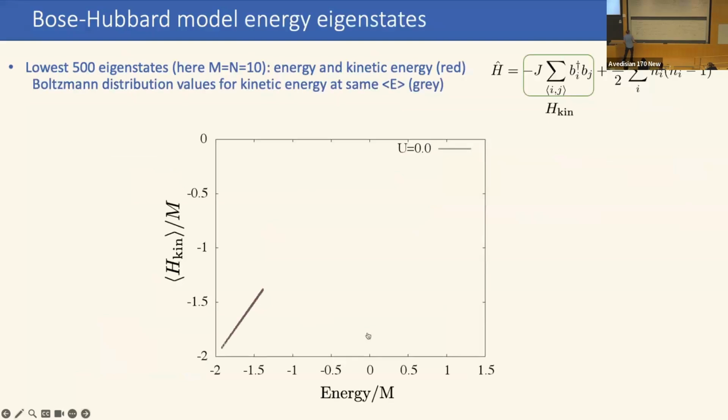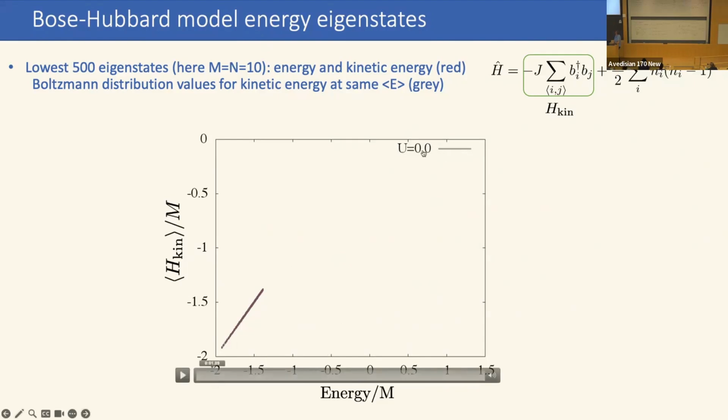And what we can do in thinking about this is say, well, what if the observable we were interested in was the kinetic energy of the system? We want to think about thermalization of the kinetic energy. Then I would look at the expectation value of the kinetic energy in the eigenstates of the Hamiltonian. So this is what I've done here, in an exact diagonalization calculation with 10 particles on 10 lattice sites in the Bose-Hubbard model. What I'm plotting here is simply the lowest 500 eigenstates and their energies.